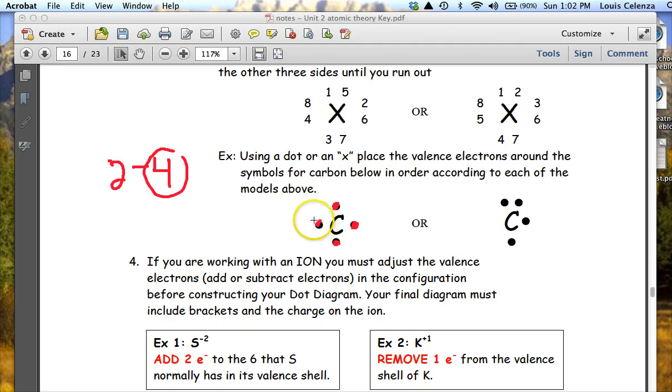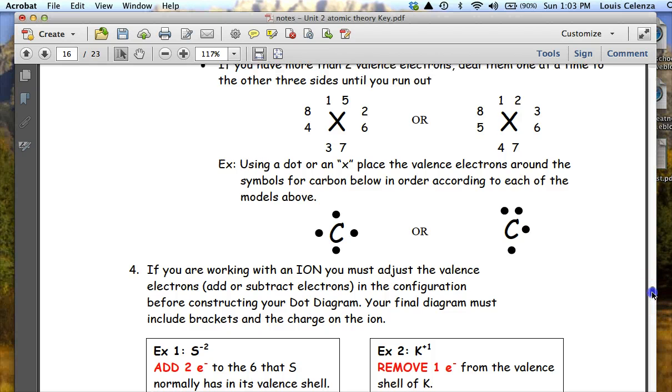Now, what about if it had 5? I would put a second one here. If it had 6, I'd put another one here. And that's basically how you do electron dot diagrams or Lewis dot diagrams. And again, I'm not going to complicate it by looking at the orders and stuff like that. I think it's so easy. I really don't think that you need to spend a lot of time on it.